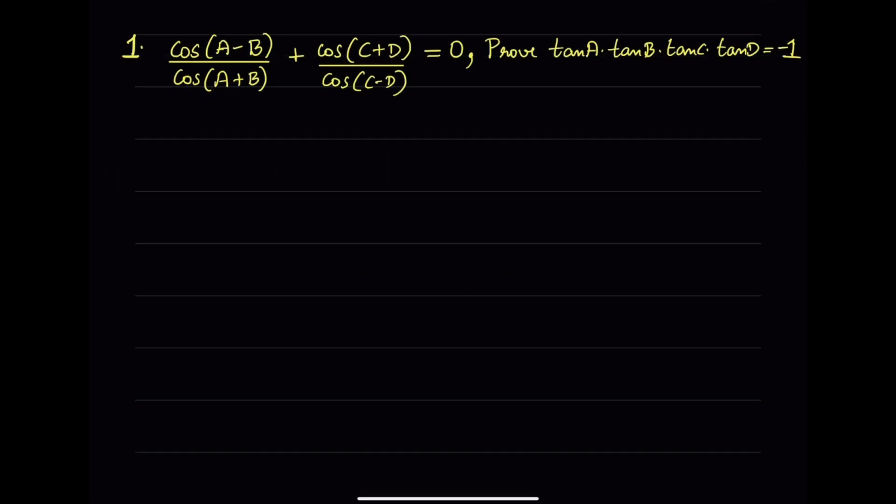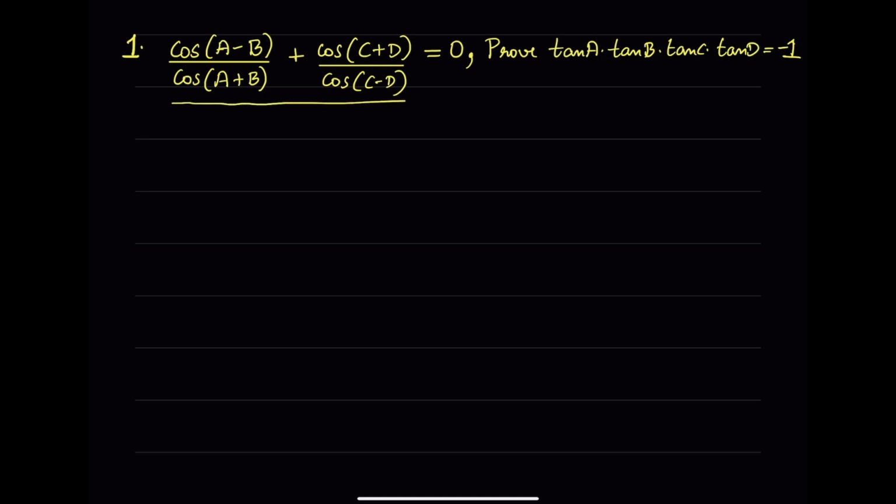In the first question, we have to prove that tan A tan B tan C tan D will be equal to 1 when we use this equation, which is cos of (A minus B) by cos of (A plus B) plus cos of (C plus D) by cos of (C minus D). So let's try to solve this problem now.